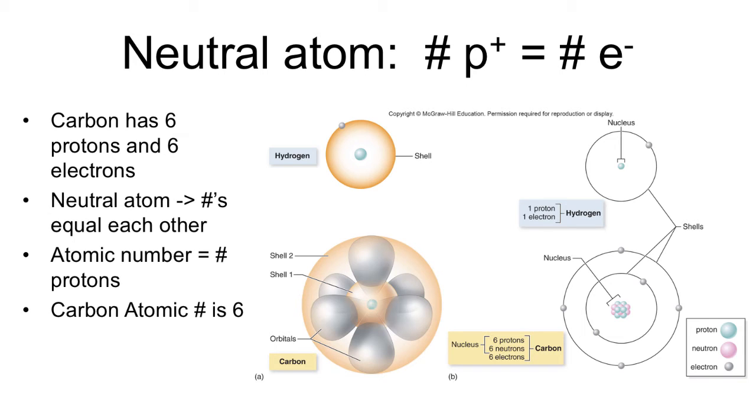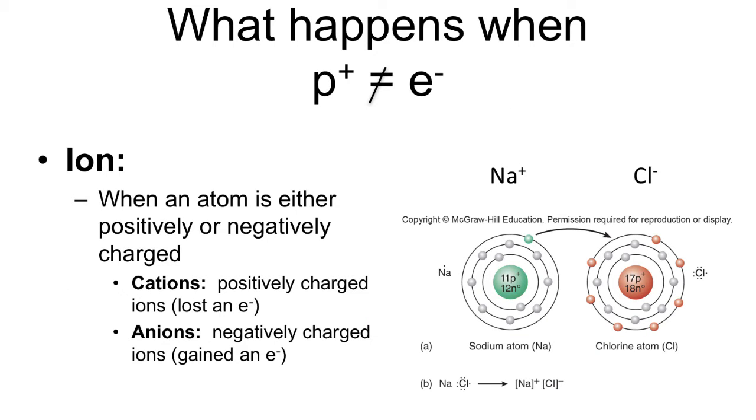What happens when an atom gains or loses electrons? When the number of protons doesn't equal the number of electrons, we call that an ion. And there's 2 different kinds of ions. So if an atom loses an electron, it's lost something that's negative. It will become positively charged. That's called a cation, a positively charged ion. If an atom gains an electron, it becomes more negatively charged. We call that an anion. An anion is a negatively charged ion.